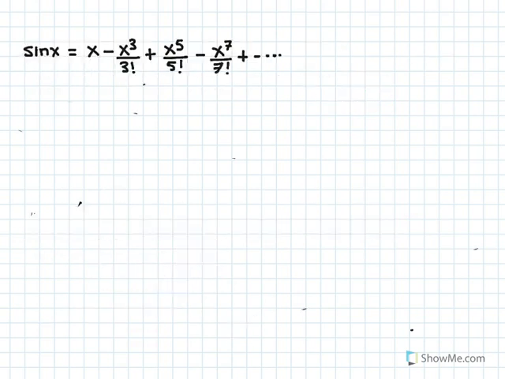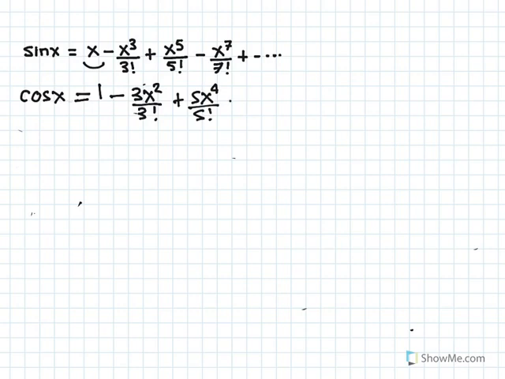So now we can just differentiate both sides and find the Maclaurin series for cosine x. Differentiate sine x as the left-hand side, we get cosine x. Differentiate the right-hand side, the derivative of x is 1. Derivative of x cubed, apply the power rule, so we get 3x squared divided by 3 factorial, plus 5x to the 4th, apply the power rule, divide by 5 factorial, minus the derivative of x to the 7th, which will be 7x to the 6th, apply the power rule, divide by 7 factorial, and simplify.